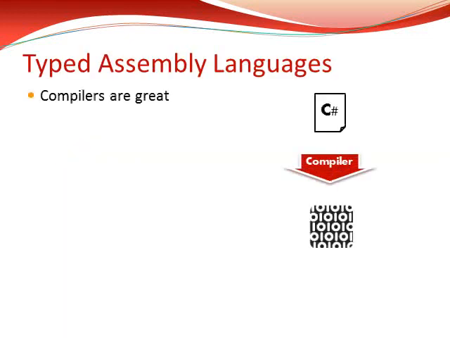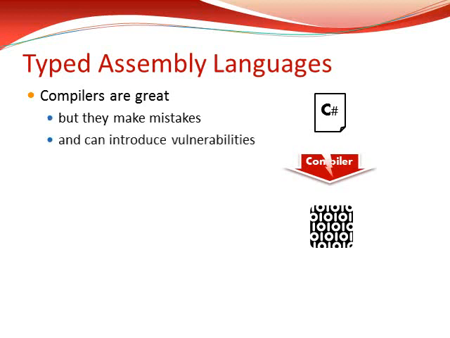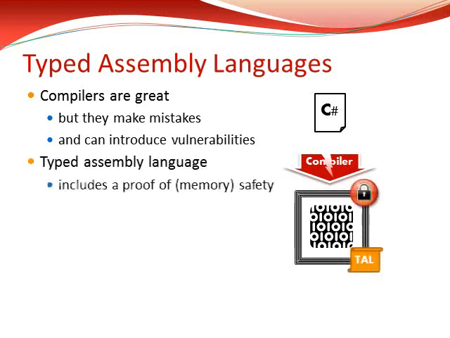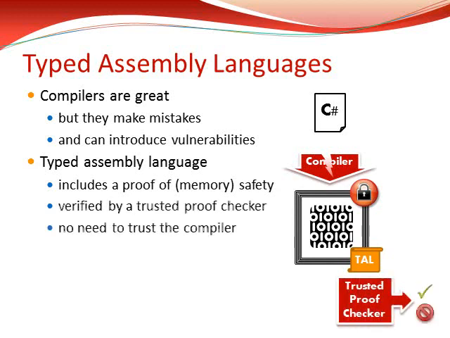So compilers are these great things which take nice, easy-to-write C# code and turn it into hard-to-write assembly code for us. However, occasionally they make mistakes, and those mistakes can introduce vulnerabilities at the binary level that hackers can exploit. One way to address this is to use a typed assembly language, which includes a proof that the binary code is safe. This proof is verified by a trusted proof checker, so that there's no need to trust the compiler itself.